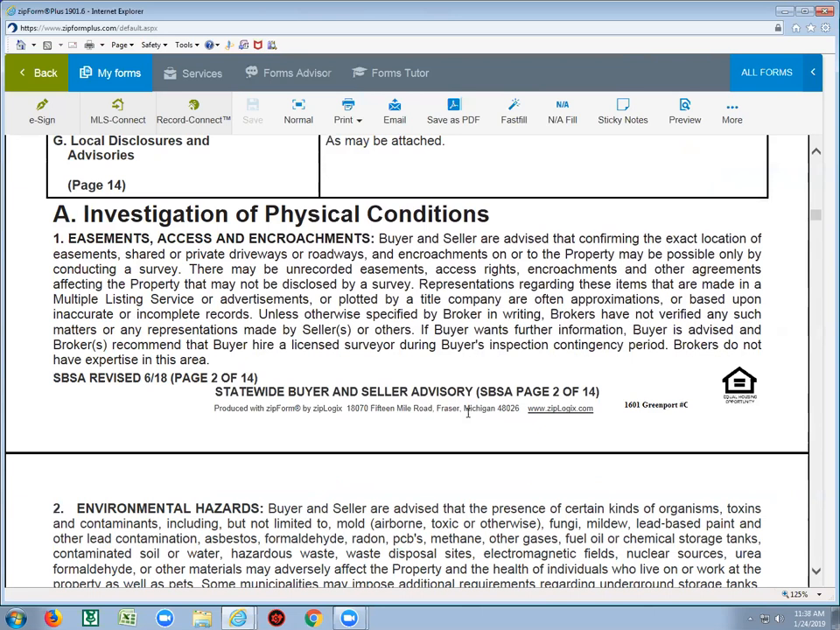Representations regarding these items that are made in a multiple listing service advertisement, or a plot by the title company, are often approximations or based upon inaccurate, incomplete records, unless otherwise specified by the broker in writing. Broker has not verified any such matter or any representation made by the seller or others. If buyer wants further information, buyer is advised, and broker recommends, that buyer hire a licensed surveyor during the buyer's inspection contingency period. Broker does not have expertise in this area.